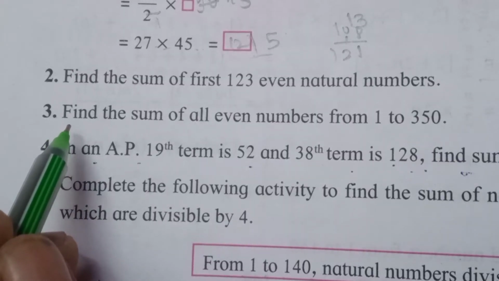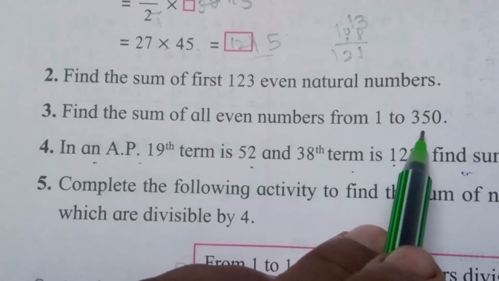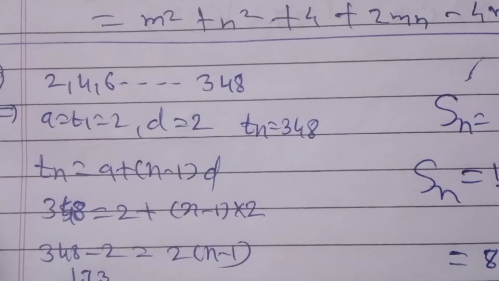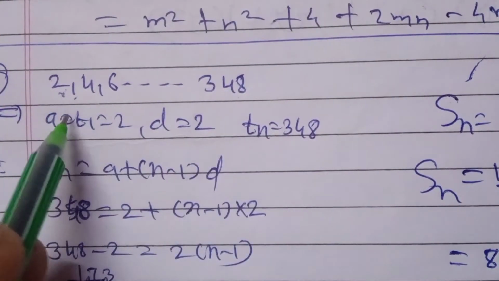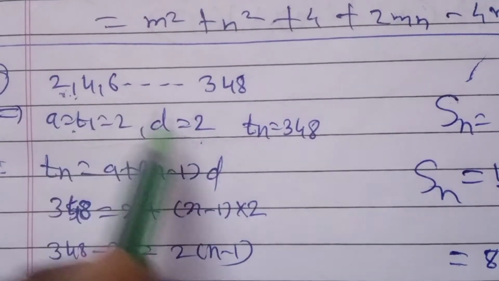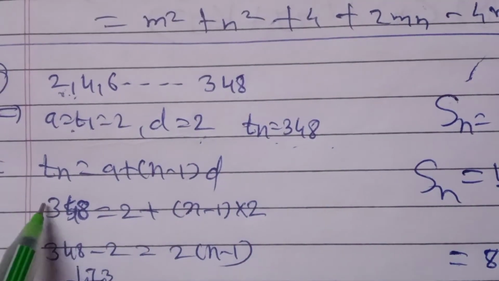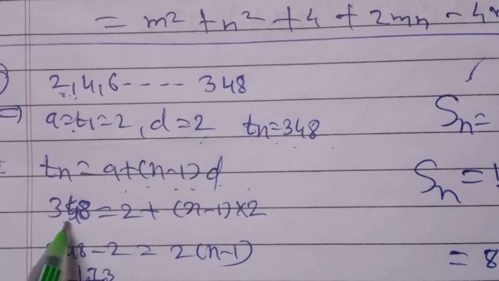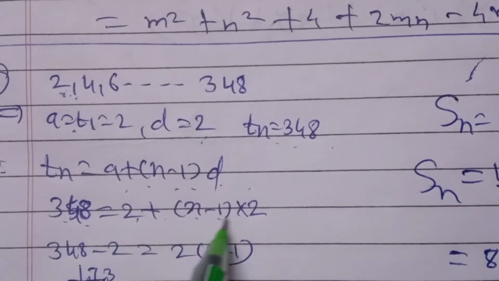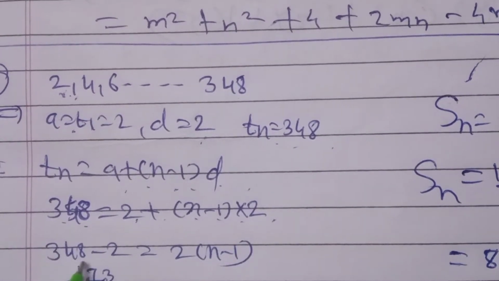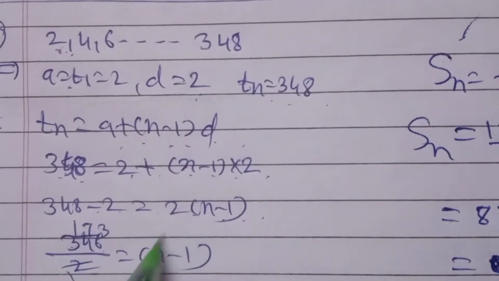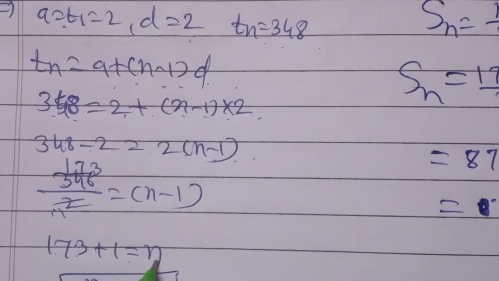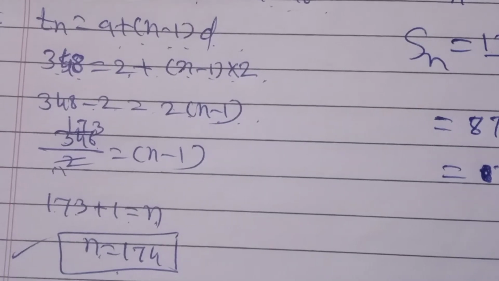Question number 3. Find the sum of all even numbers from 1 to 350. Even numbers are 2 to 350, means up to 350. A equal to t1 equal to 2, d difference is 2, tn equal to 348, tn equal to a plus n minus 1 into d. 348 is equal to 2 plus n minus 1 into 2, d is 2. 348 minus 2 equal to 2 into bracket n minus 1. Here 346 divided by 2 is 173 equal to n minus 1. 173 plus 1 is equal to n, n is equal to 174, the number of terms.